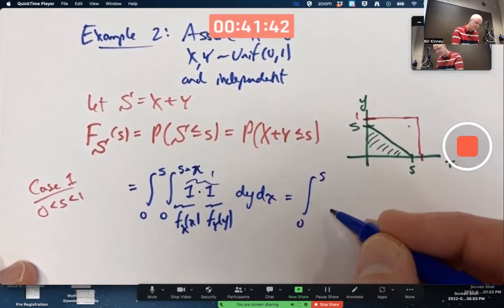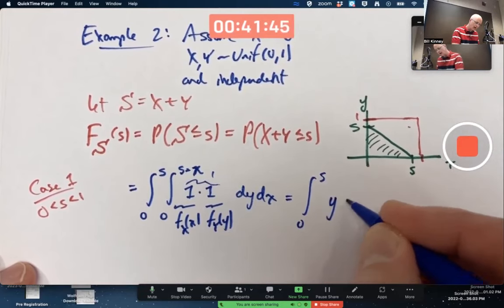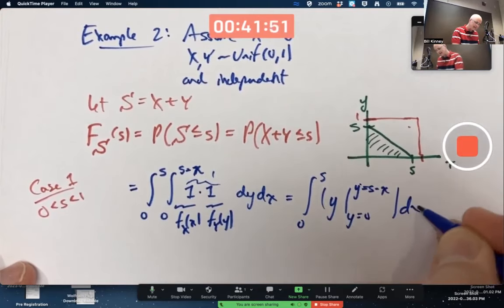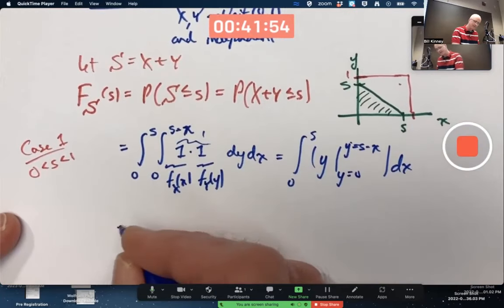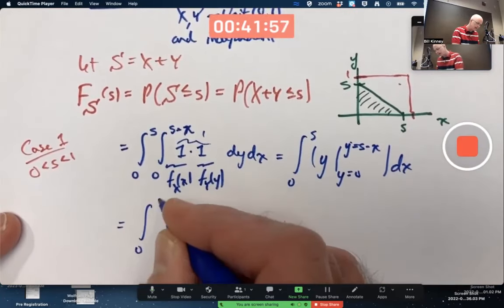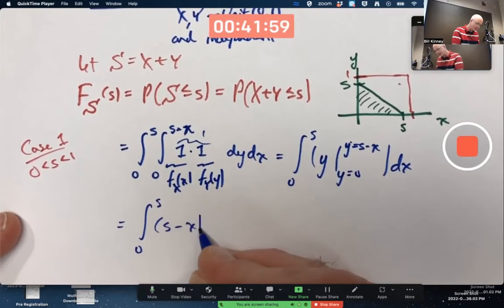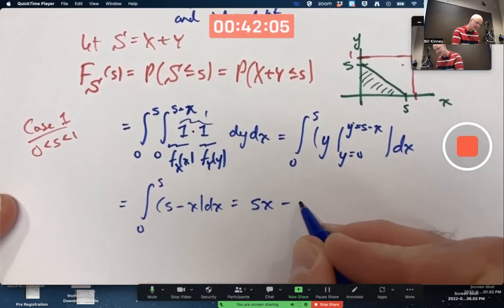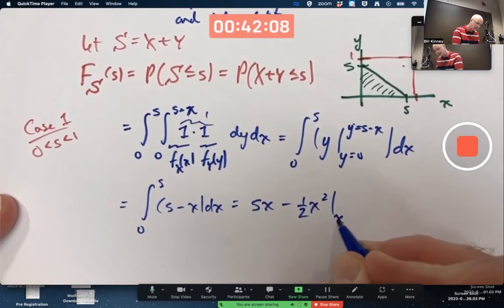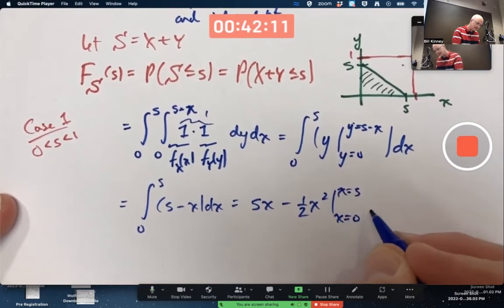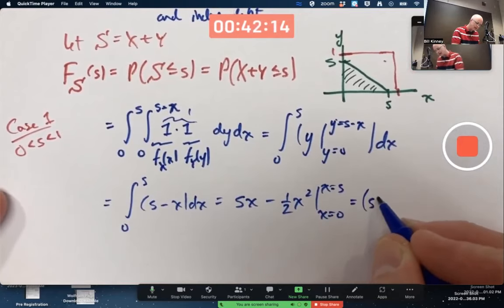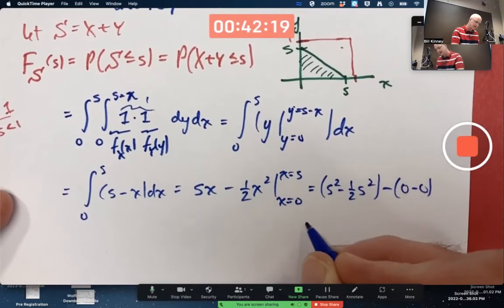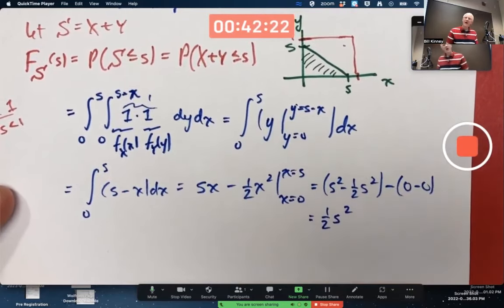Integrating 1, of course, is easy. Integrate 1 with respect to y, you get y. Y goes from 0 to s minus x. And then that's going to be integrated with respect to x. I'm going to integrate s minus x with respect to x. Keep in mind that s is a constant, so I get s times x minus 1/2 x squared, x going from 0 to s. That's going to give me s squared minus 1/2 s squared minus 0 minus 0. It all simplifies to 1/2 s squared, a quadratic function.